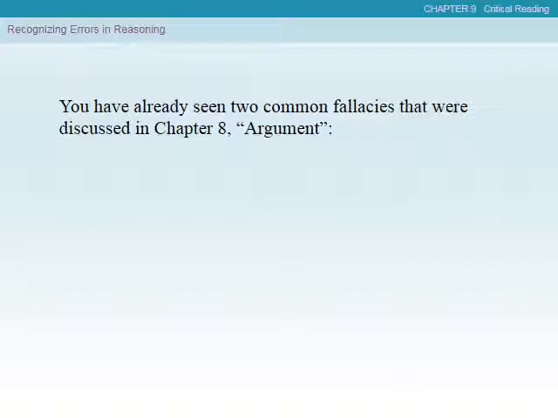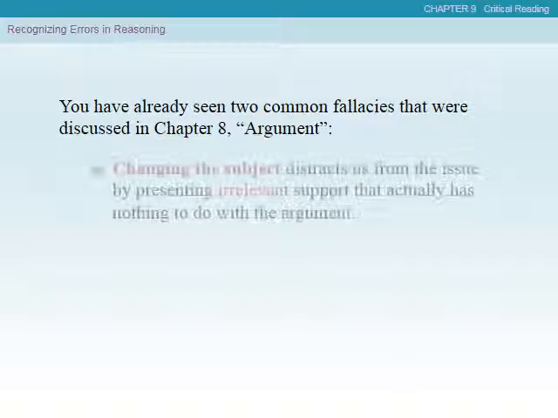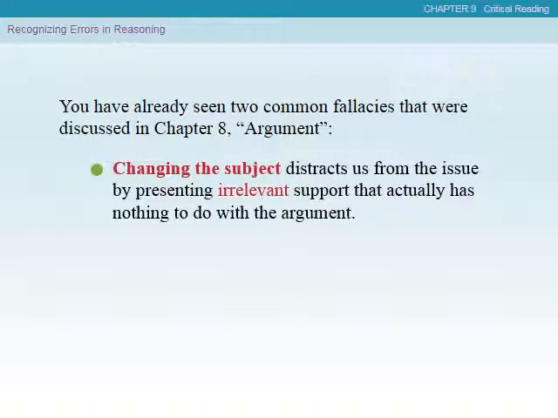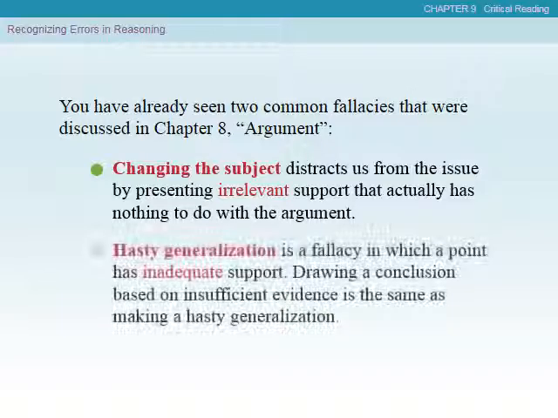So let's take a look at two common fallacies that were discussed in Chapter 8 on argument. One of them is changing the subject, which distracts from the issue by presenting irrelevant support that actually has nothing to do with the argument. The other one is a hasty generalization, a point that has inadequate support. Drawing a conclusion based on insufficient evidence is the same as making a hasty generalization.